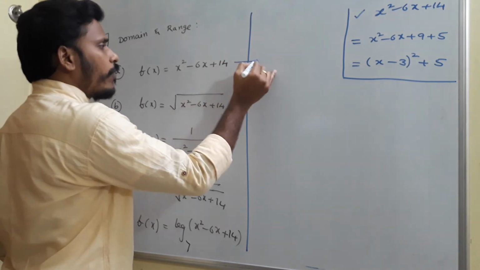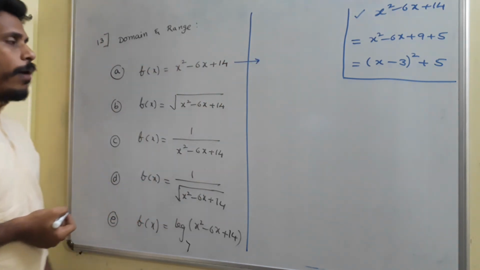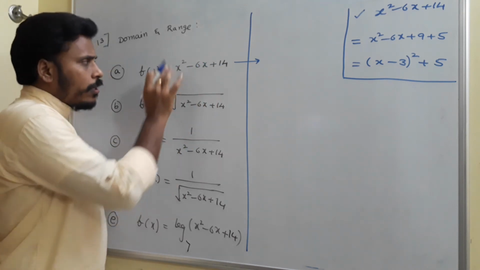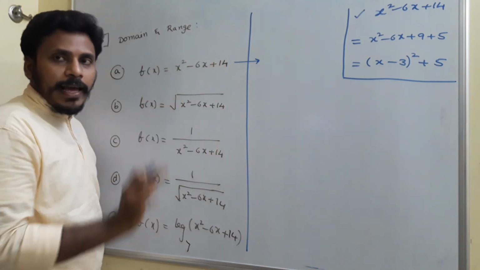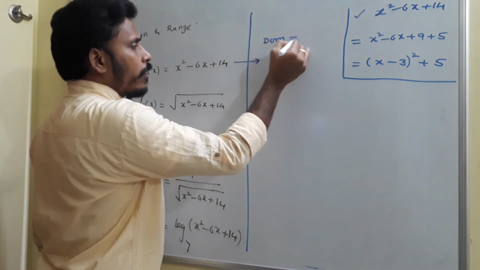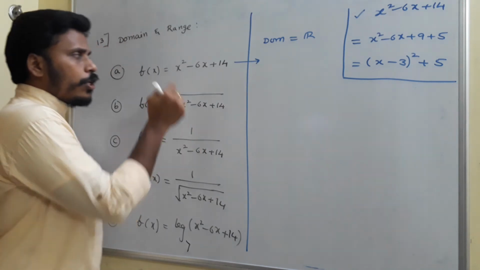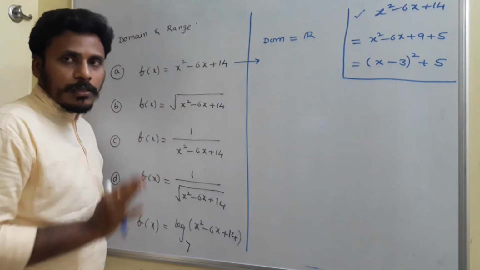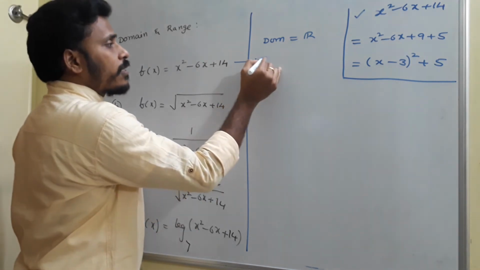Now coming to the first problem, what can you say about the domain and the range? See, x square minus 6x plus 14 is a plain polynomial expression, a quadratic expression. For this, the domain is all the real numbers. You just take any real number in the place of x, no problem, you will get an answer.